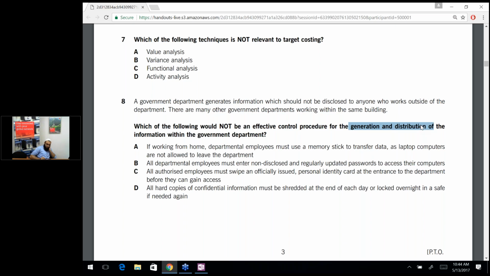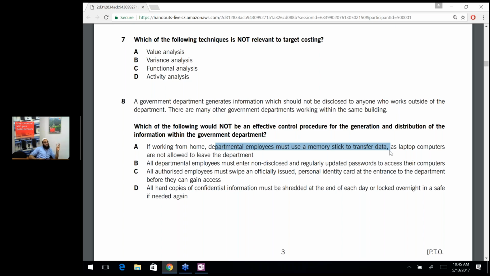So the correct answer is A. If working from home, departmental employees must use a memory stick to transfer data. Memory sticks are a kind of USB stick, right? Memory sticks to transfer data, as laptop computers are not allowed to leave the department. Now this option is not fulfilling the objective of confidentiality, because memory sticks can easily be kept somewhere, which can include the data, which anyone can access.